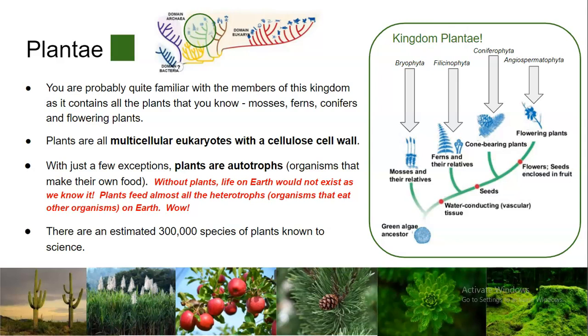They do this through photosynthesis by taking sunlight and using the energy in sunlight to turn carbon dioxide and water into glucose or sugar. There are some exceptions, like carnivorous plants who live in really nitrogen-poor soils. And so to get the nitrogen, they have to consume bugs or little birds, things like that. But carnivorous plants can still do photosynthesis. Without plants, life on Earth would not exist as we know it, because plants feed almost all of the heterotrophs. They are the foundation of our food web. And there's an estimated 300,000 species of plants that we know of so far.